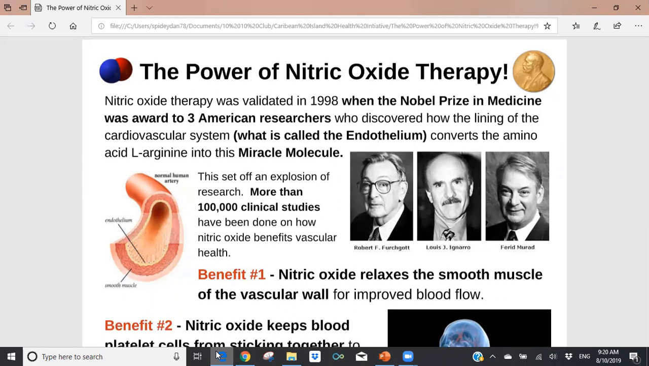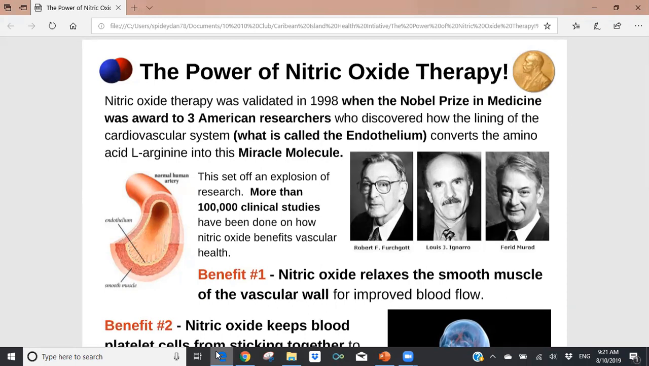And so this is the power of nitric oxide therapy. Nitric oxide therapy was validated in 1998 when the Nobel Prize in Medicine was awarded to 3 American researchers who discovered how the lining of the cardiovascular system, what is called the endothelium, converts the amino acid L-arginine into this miracle molecule. This set off an explosion of research. More than 100,000 clinical studies have now been done on how nitric oxide therapy benefits vascular health.